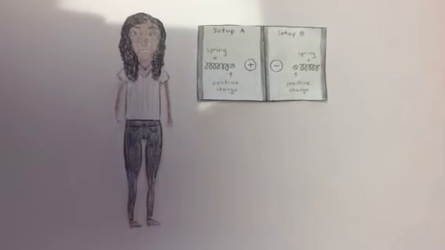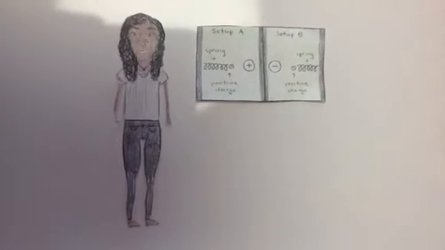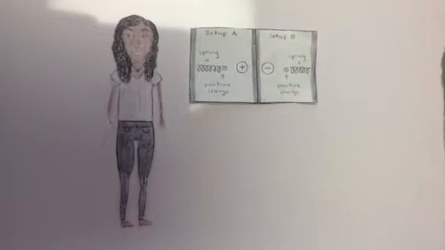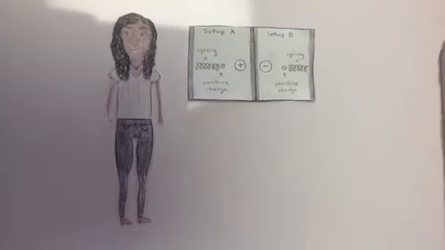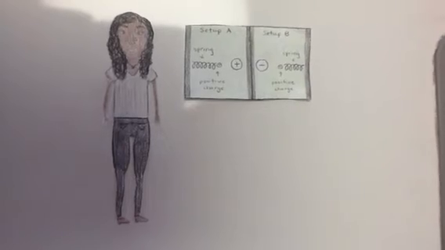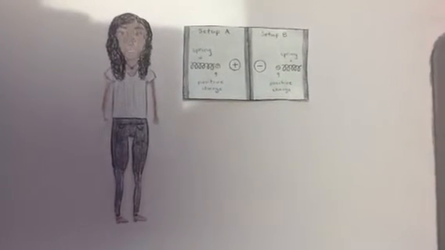We have four options. A, the elastic potential energy of both springs will increase equally. B, the elastic potential energy of both springs will decrease equally. C, the elastic potential energy of the spring in setup A will decrease and the elastic potential energy of the spring in setup B will increase. Or D, the elastic potential energy of the spring in setup A will increase and the elastic potential energy of the spring in setup B will decrease.